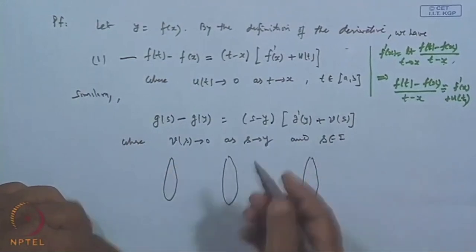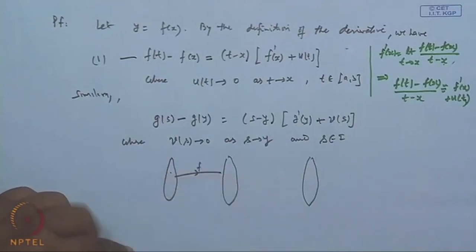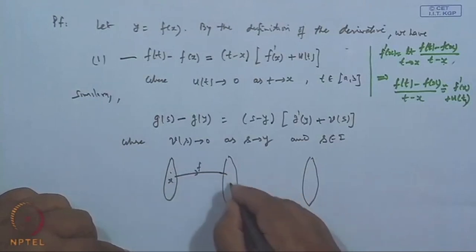So the function f is defined over this domain. This is the domain, so x is here, and we are getting f of x here.